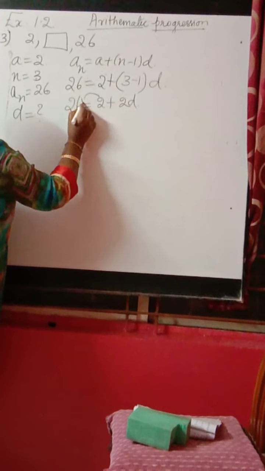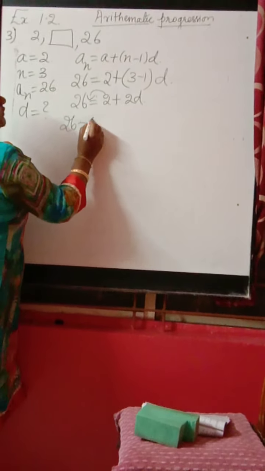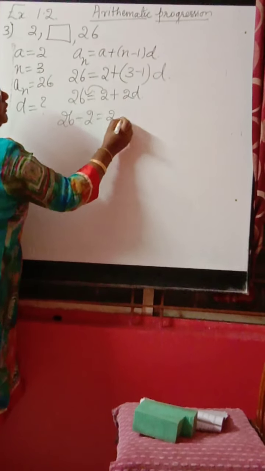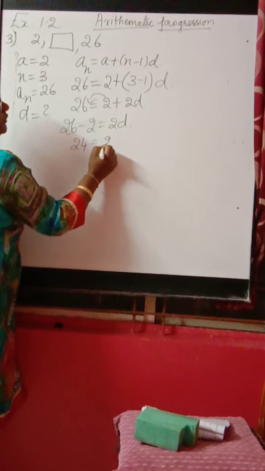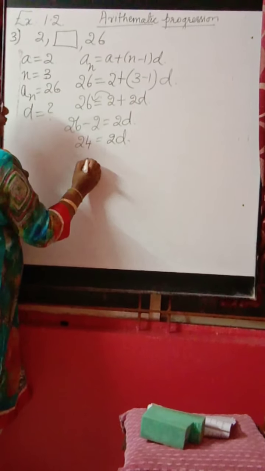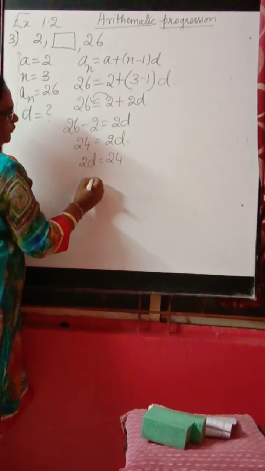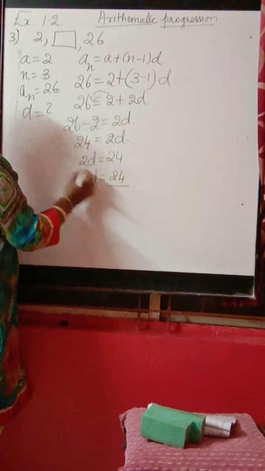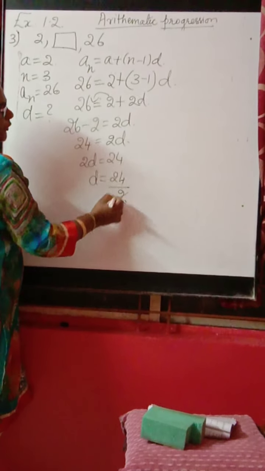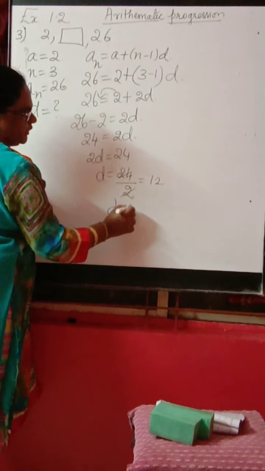Now shift 2 towards the LHS. So that becomes 26 minus 2 is equal to 2D. 24 is equal to 2D. So we can write like this: 2D is equal to 24. We want only D, therefore D is equal to 24 divided by 2, 12. Therefore D is equal to 12.